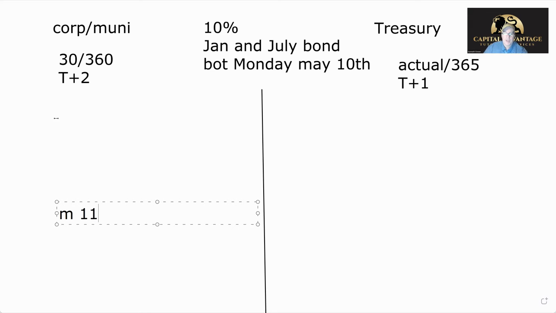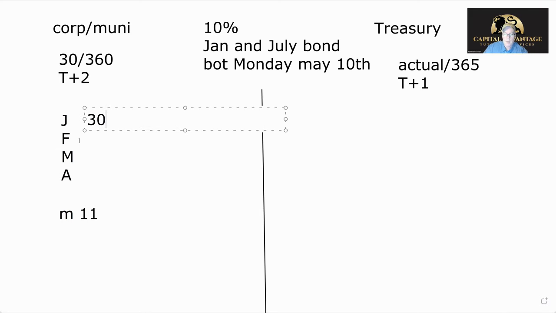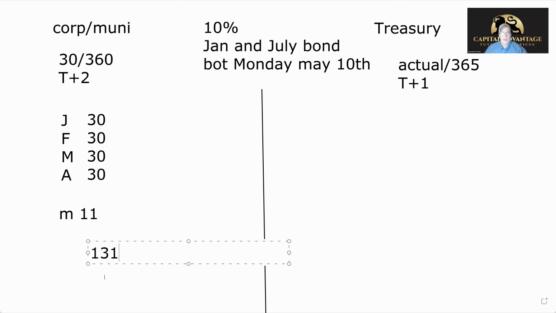Then going back to January, February, March, April, since it's a corporate or a muni, it's going to be a 30-day month. So all we do is add them up: 30, 60, 90, 120, plus 11. That should be 131 days. You probably don't even have to go this far on the test, but I do it anyway so you can get through all the vendors. That works, it's easy.